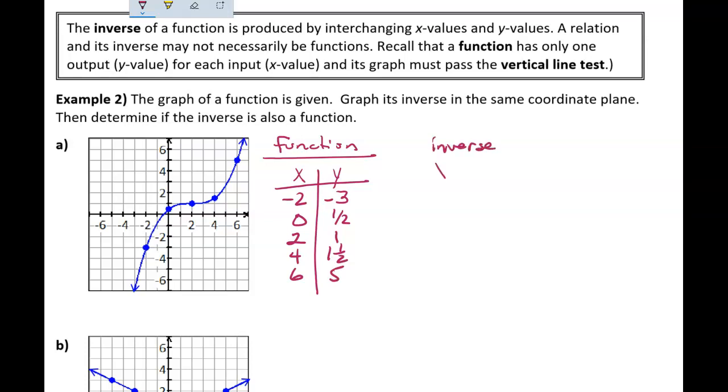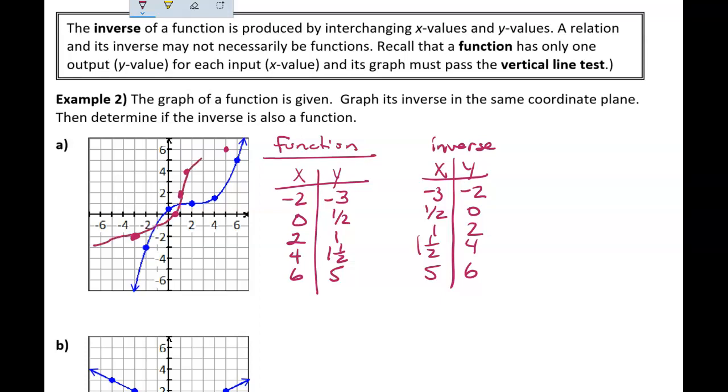So if I'm graphing the inverse, all I need to do is interchange those x and y values, and then just graph. -3, -2, 1/2, 0, 1, 2, 1 and 1/2, 4, and 5, 6.